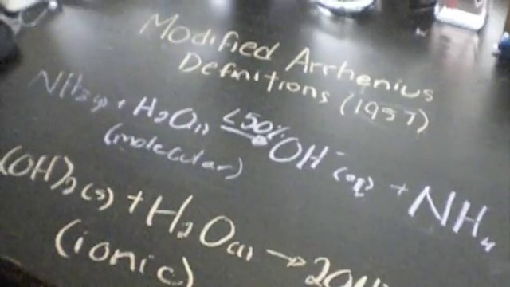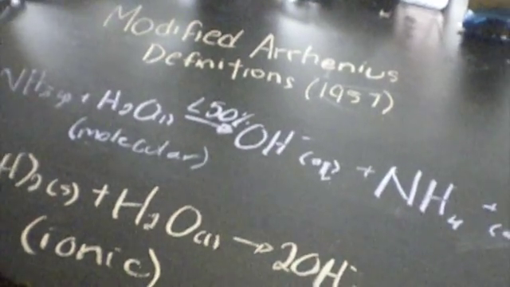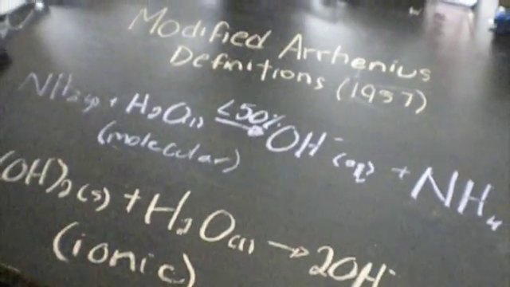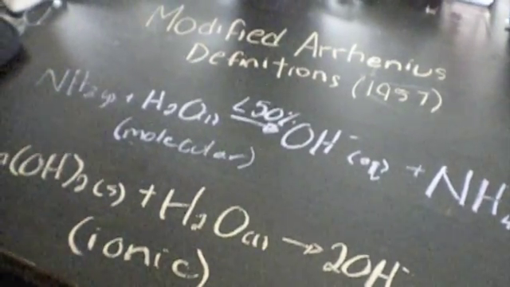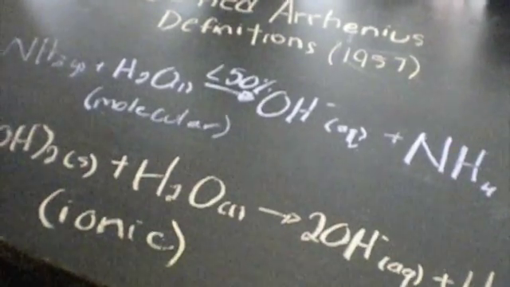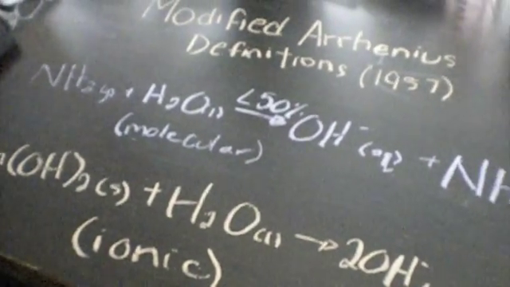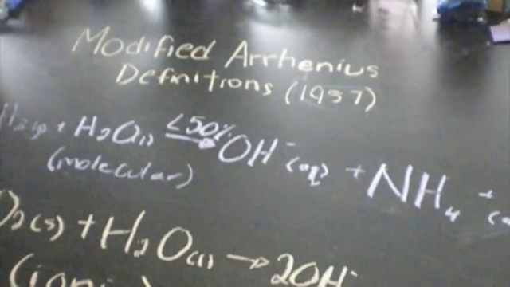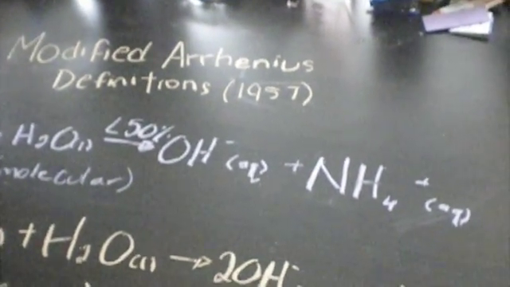Arrhenius' modified definition for a weak base is that only 50% of the reactions react with H2O to make a low OH negative aqueous. First example is for molecular bases only. It is NH3 gas plus H2O liquid becomes OH negative aqueous plus NH4 positive aqueous.